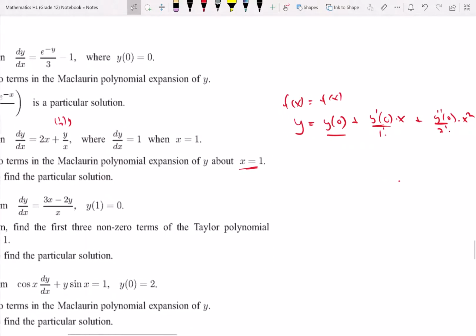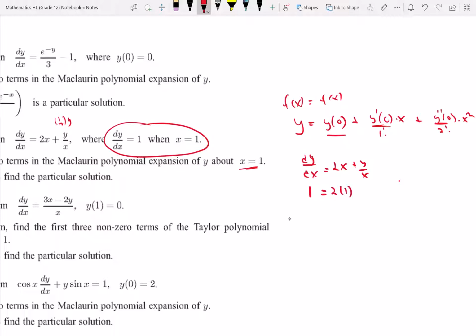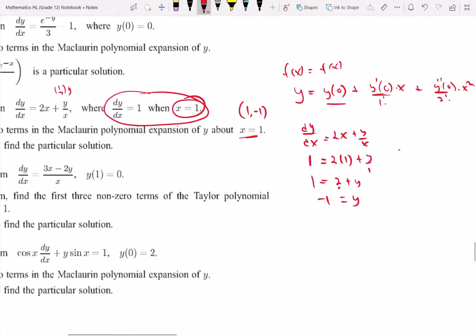Our function is dy dx equals 2x plus y over x, which is kind of annoying. They give us some initial conditions. They say dy dx equals 1 when x equals 1. Let's just plug that in and see. If I plug in 1, then I get 2 times 1 plus y over 1. That tells me that 1 equals 2 plus y, so y equals negative 1. So we now know that when x is 1, y is negative 1, so we have the coordinate (1, -1).